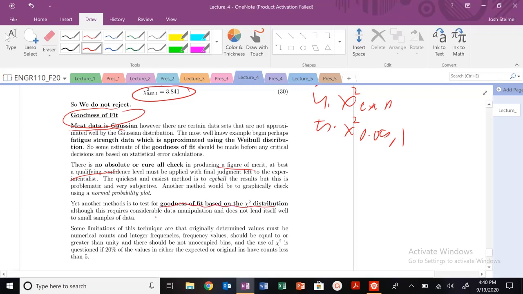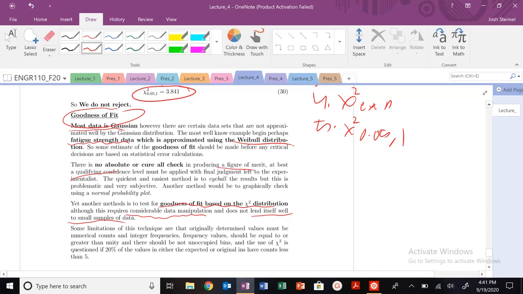But it gets a little bit more complicated. There's a little bit of data manipulation. It's hard, especially for small samples. So there's some limitation to this technique. You could still use this. And again, most of the data that you'll find, even the populations, are going to be normally or Gaussianly distributed. But one of the key examples that we've talked about a little bit is fatigue strength data. It is really well approximated using a Weibull distribution.